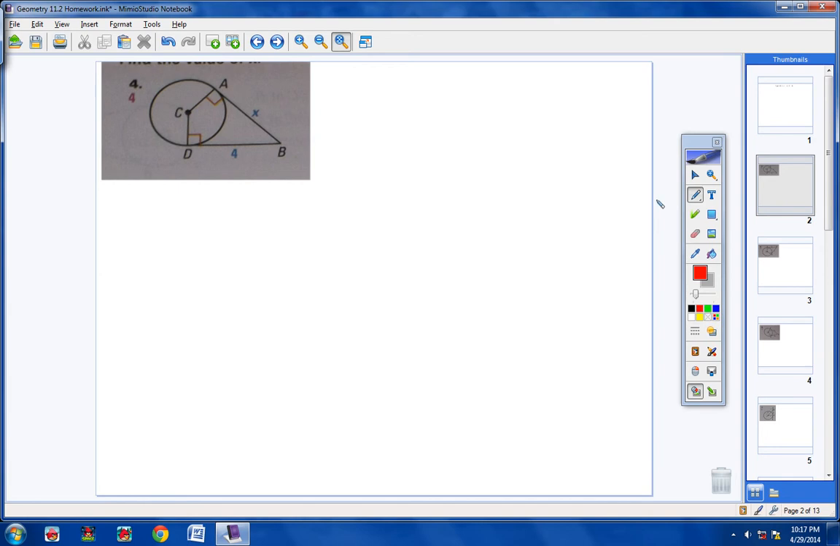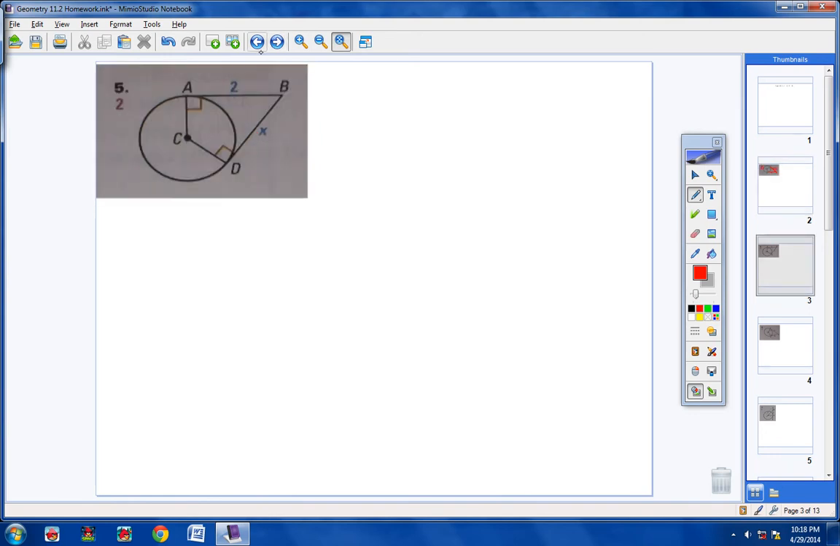Whenever two tangent segments are coming from the same exterior point, in this case B, those two segments will always be congruent. Always. So if the length of this line right here is 4, then the length of this tangent segment here is 4 also. So x equals 4. Let's take a look at number 5.